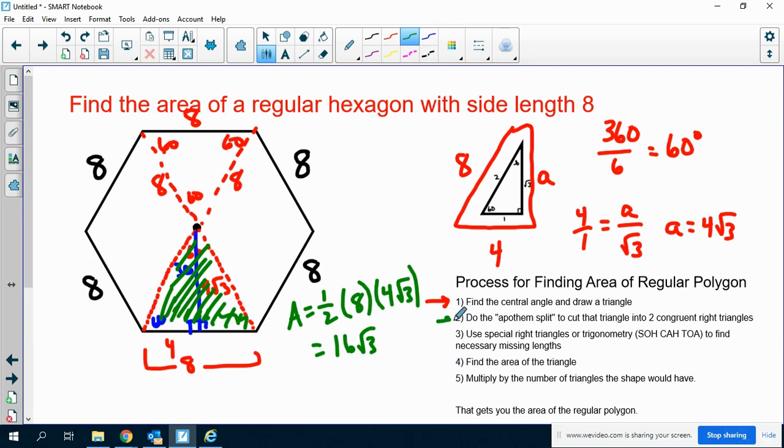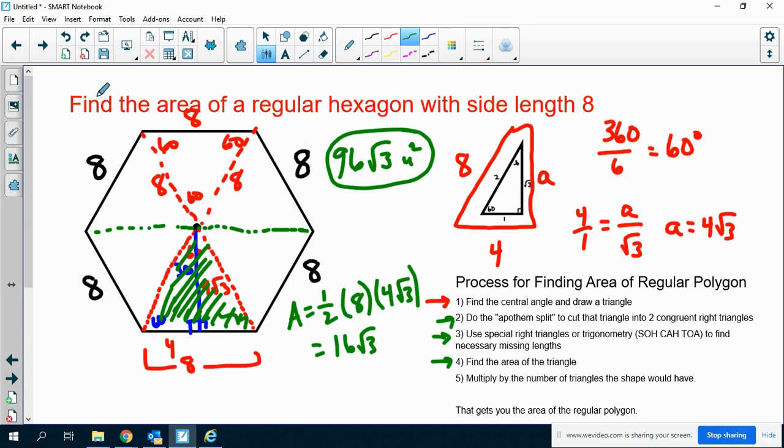So we've done the apothem split. We used a 30, 60, 90. We found the area of this triangle. Now our job is to multiply by the number of triangles the shape would have. And if we look at this shape, there are 6 triangles that are exactly the same as this green shaded triangle. So I take this 16 root 3 and I multiply it by 6. So 96 root 3 units squared is the area of this regular hexagon.